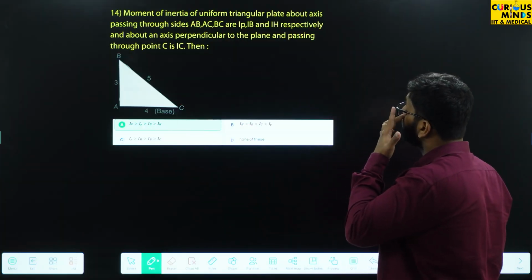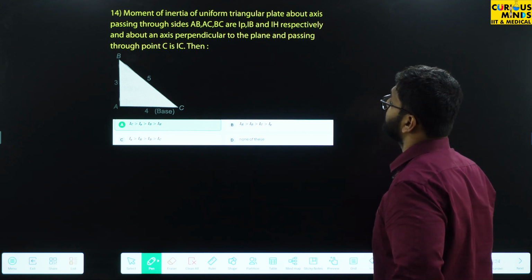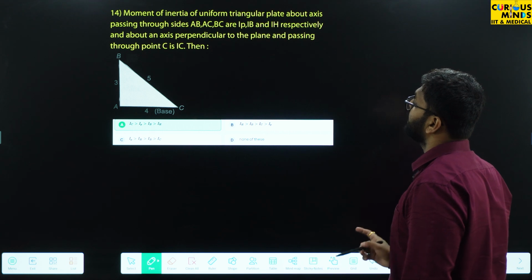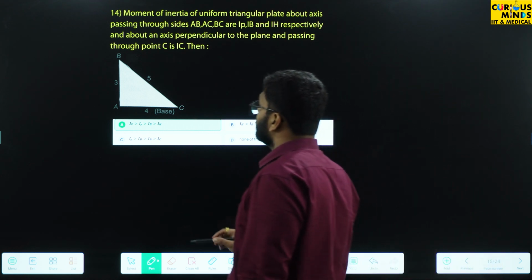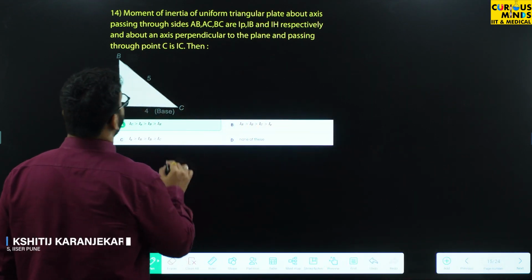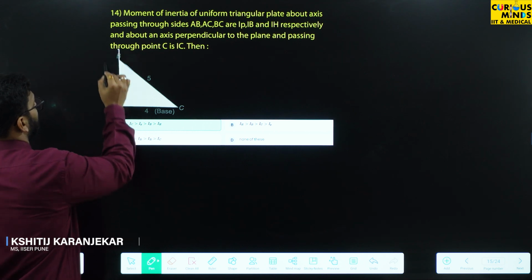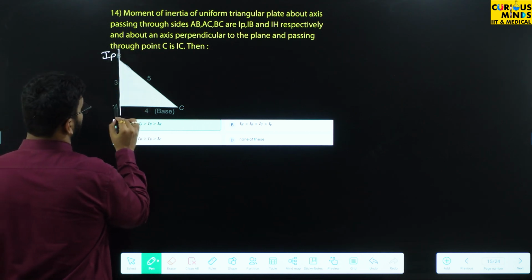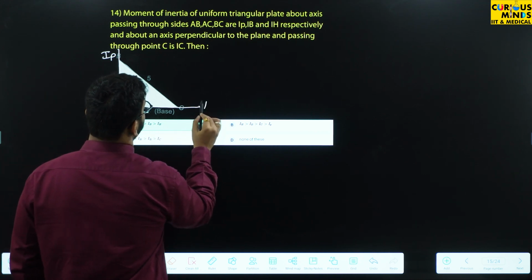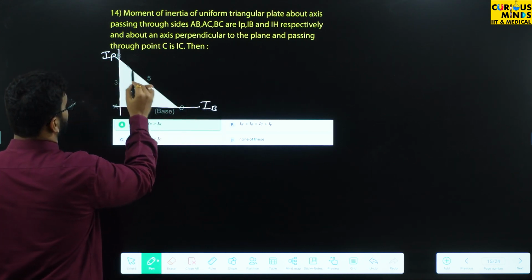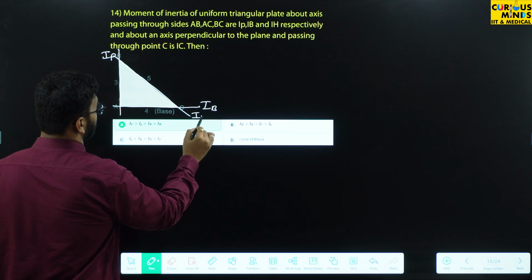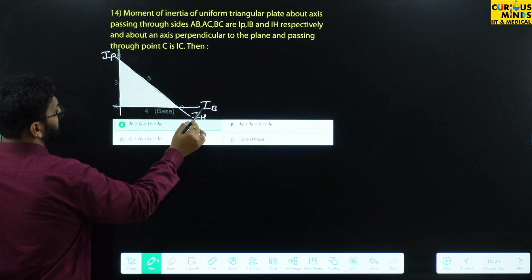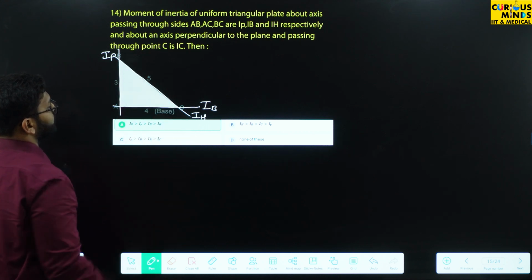The moment of inertia of a uniform triangular plate about axes passing through sides AB, AC, BC are IP, IB, IH respectively. About AB the moment of inertia is IP, about AC it is IB, and about this side it is IH. Basically P means perpendicular, B means base, and H means hypotenuse.